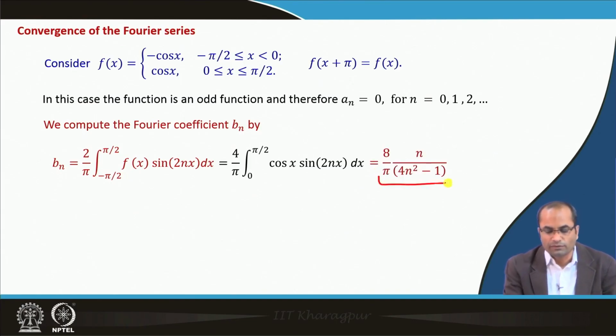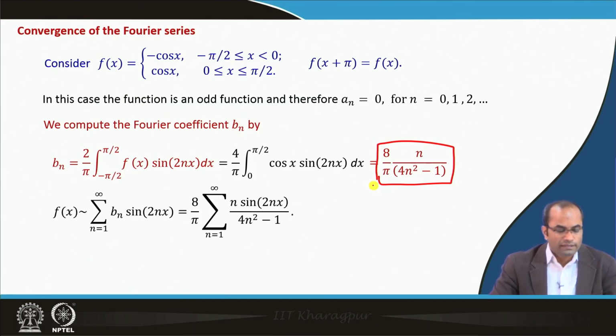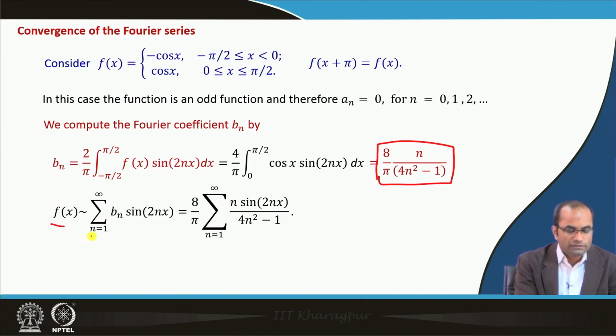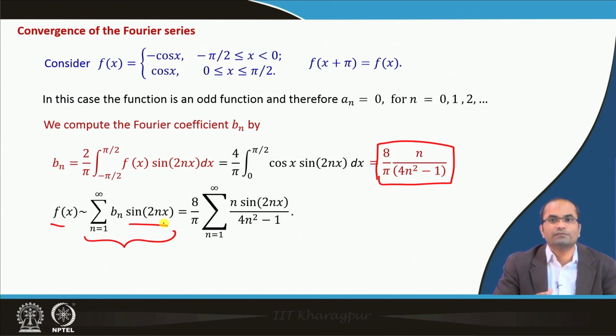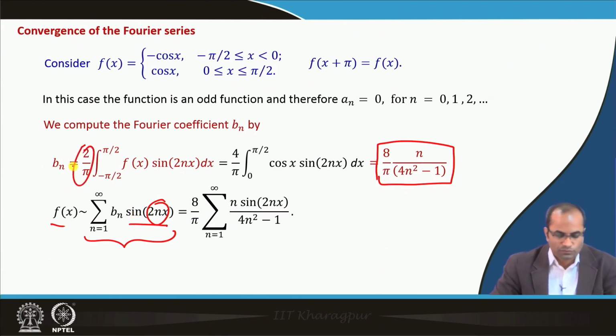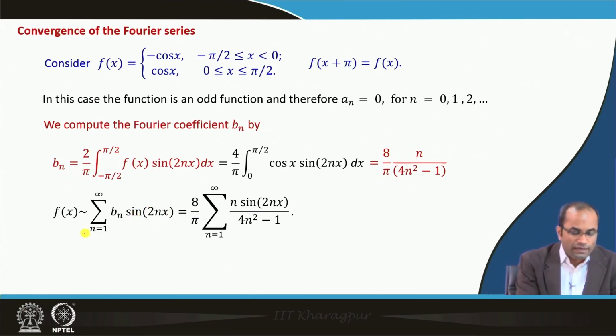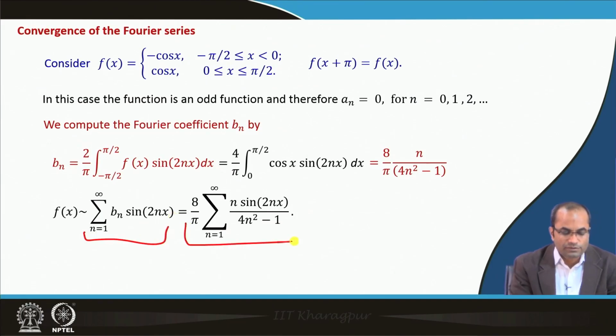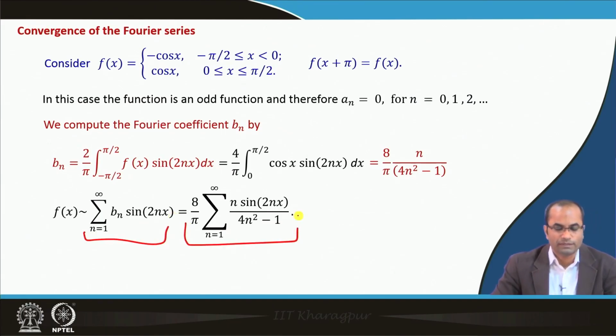So, finally, the value of b n will be 8 over pi times n over 4 n square minus 1. With this we can now write down the Fourier series. The Fourier series will have only b n terms, b n sin 2 n x. Here the period of the function is pi, not 2 pi, therefore we are getting these 2 n terms, and here also this factor 2 over pi was coming. So, we have this Fourier series representation, and then substituting this value of b n as 8 over pi, we have n sin 2 n x over 4 n square minus 1.